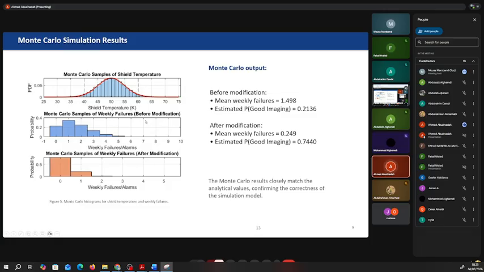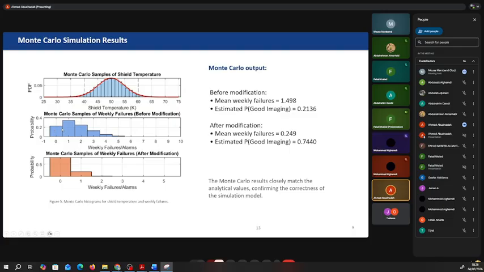For the Monte Carlo output, we can see here some images which I achieved through MATLAB. I will include the codes in the report, inshallah. The Monte Carlo samples of shield temperature are between 40 to 60 Kelvin, and also the samples of weekly failures before modification. We can see here the mean weekly failure is 0.249. The estimated P good imaging is 74%.